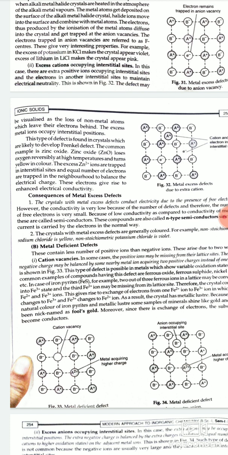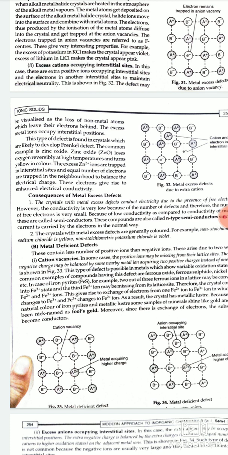In the case of iron pyrites, that is FeS, for example, 2 out of 3 ferrous ions in a lattice may be converted into Fe3+ state and the third Fe2+ ion may be missing from its lattice site. Therefore, the crystal contains Fe2+ and Fe3+ ions. This gives rise to exchange of electrons from one Fe2+ ion to Fe3+ ion, in which Fe2+ ion changes to Fe3+ and Fe3+ changes to Fe2+ ion.